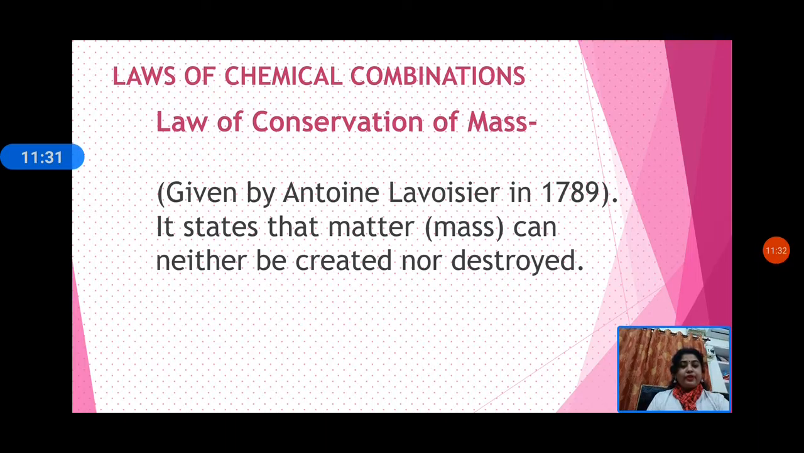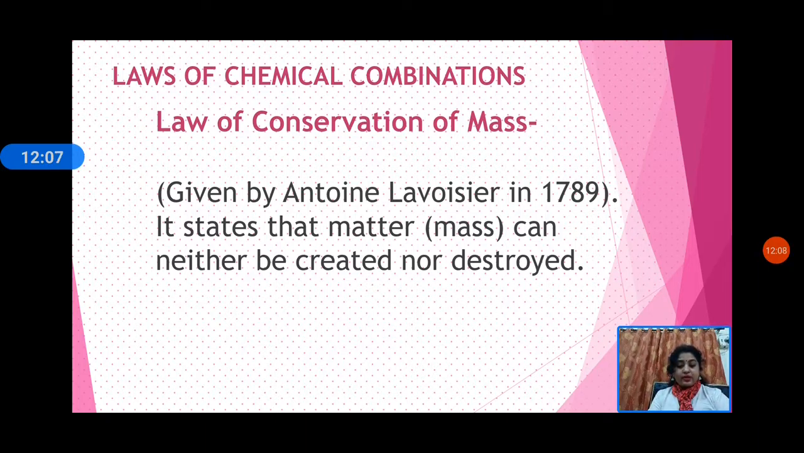Now let's see different laws of chemical combinations. These laws are law of conservation of mass, law of definite or constant proportions, law of multiple proportions, law of reciprocal proportions, law of combining volumes, or you can say Gay-Lussac's law of gaseous volume. Number 1, law of conservation of mass. This law was given by Antoine Lavoisier in 1789. As you know, the father of chemistry.